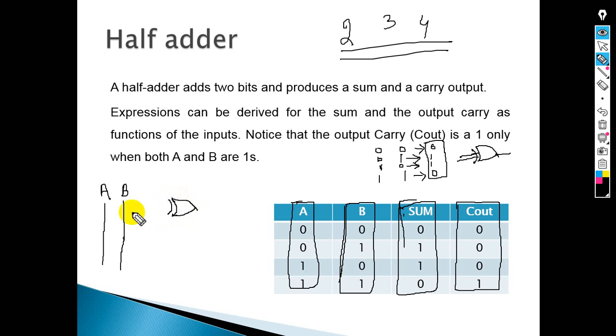So we drew an exclusive OR gate here. One input comes from A. So here we have an input from A and an input from B. Okay, so the output, you know that the output is sum.